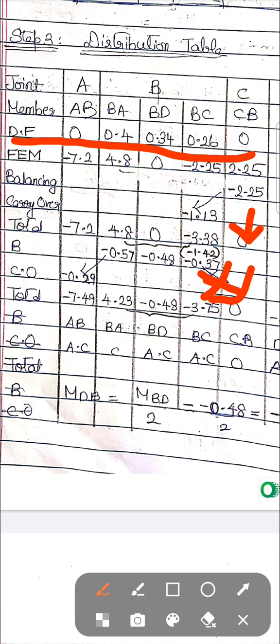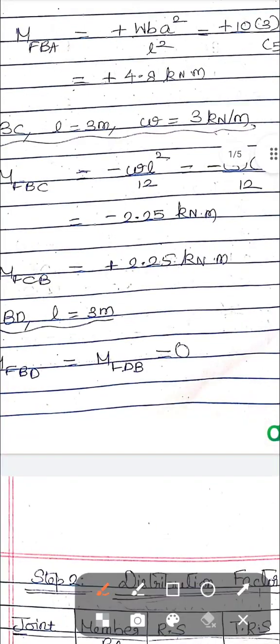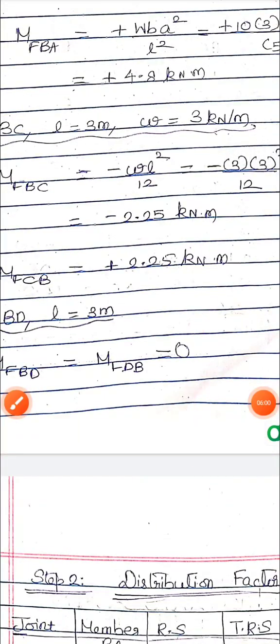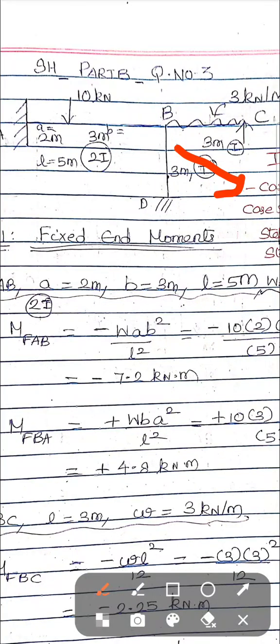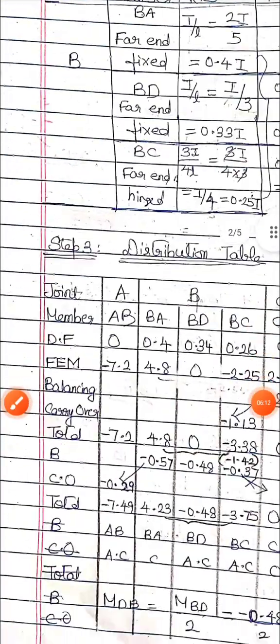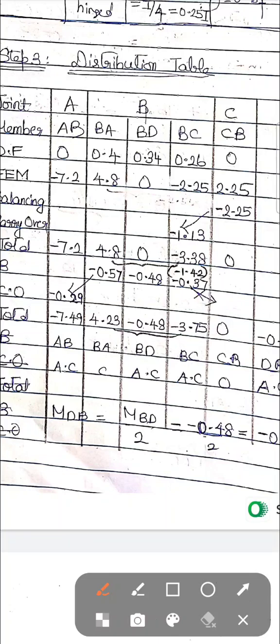And one more thing, from B to C, what is C? C is a far end. The far end is hinge. For a far hinge, you should not carry over. Only when the far end is fixed, or the far end is hinge but continuous, you have to carry over. So that is also why you should not carry over. So next, as usual procedure.